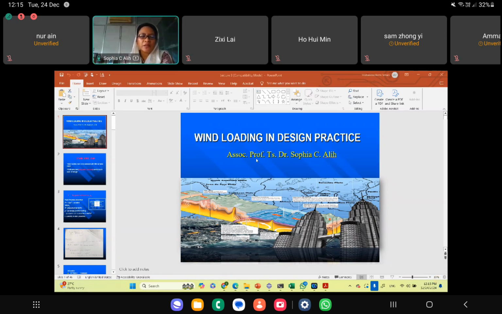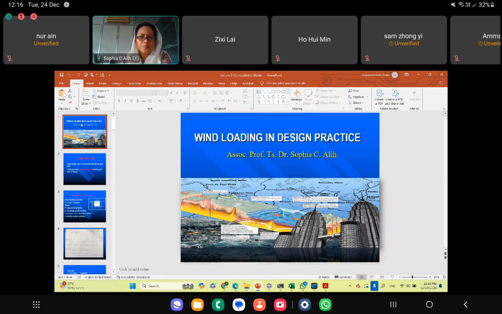Now, in this part of the lecture, I'm not going to spend too much time explaining. What I'm going to share with you is that we are going to look more into the design right now and the parameters that you're going to include in your wind analysis, and how these parameters are taken into the code, and why it is important for you to look into these parameters.